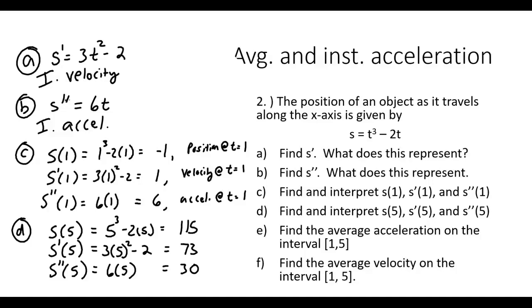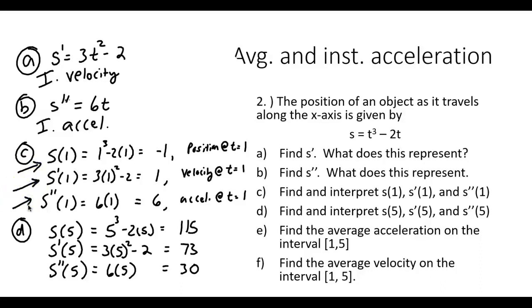But part A, just find the derivative of the function they gave you, which is 3t squared minus 2, and that represents your instantaneous velocity because the derivative of a position function tells you the velocity of the object. And if you find the second derivative, which would be 6t, which is the answer to B, that represents the instantaneous acceleration. For part C, they ask you to plug 1 into S prime, and into S double prime.